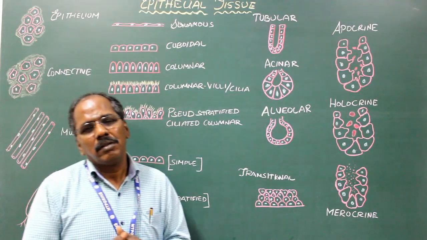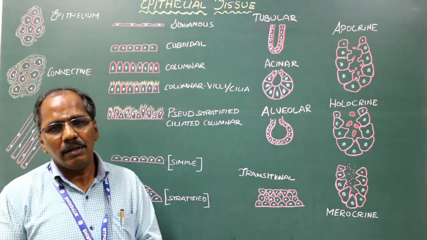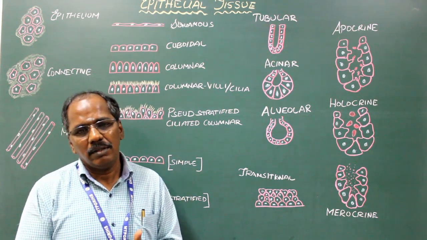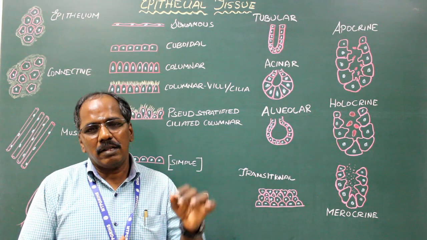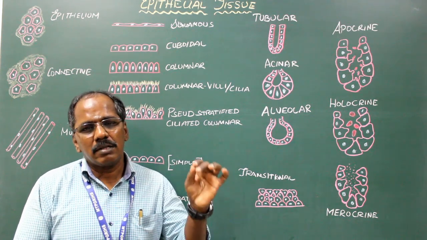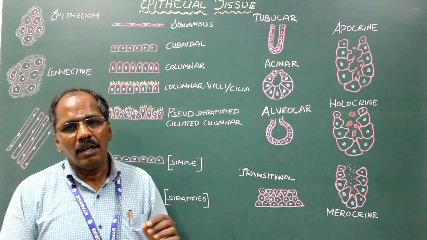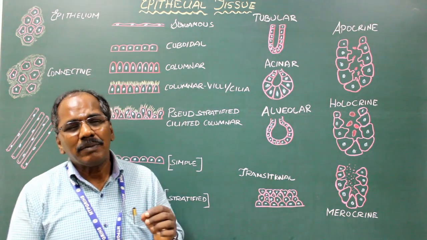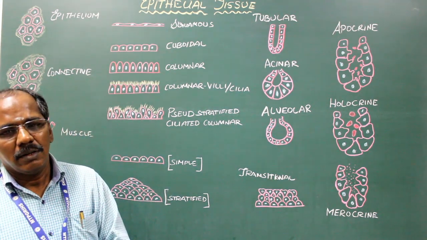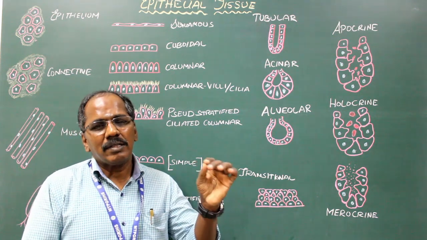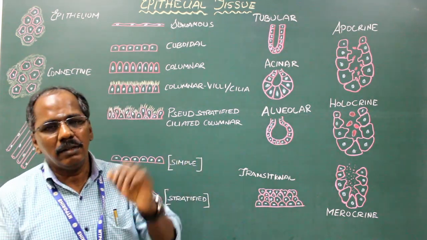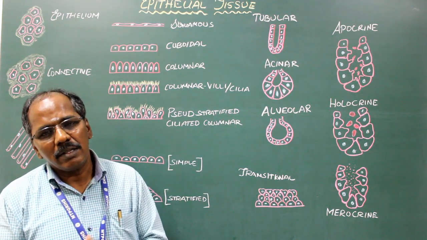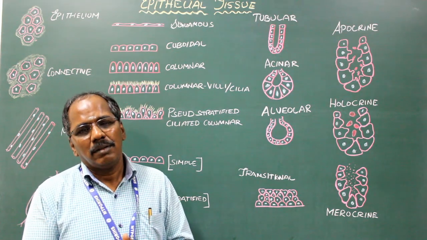There are two more special types of epithelial cells in the body: neuroepithelial cells and myoepithelial cells. Neuroepithelial cells are epithelial in origin with sensory function. Example: cells of taste buds. Myoepithelial cells are also of epithelial origin, which have the specialized function of contraction. They are present, for example, in sweat glands and mammary glands.